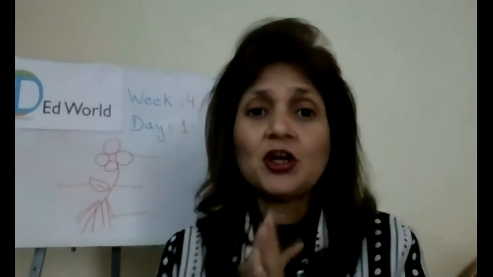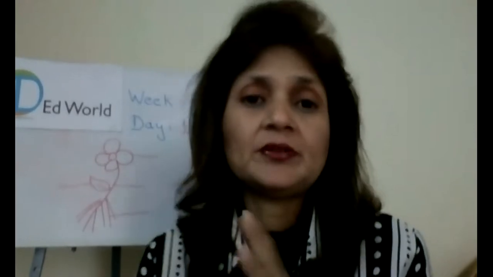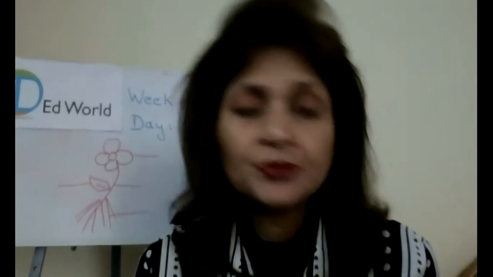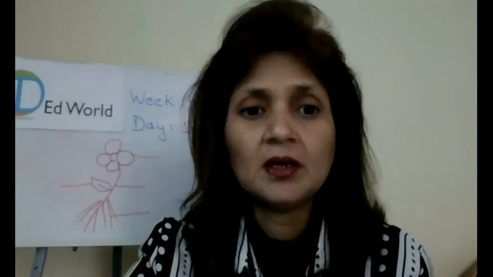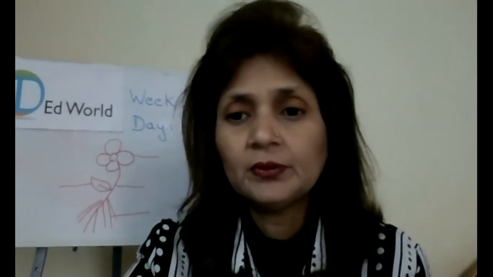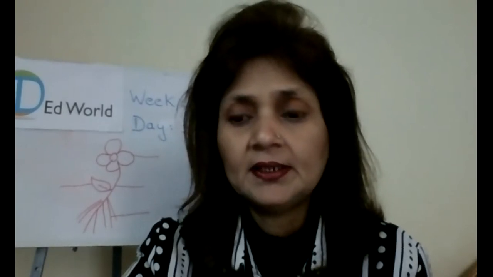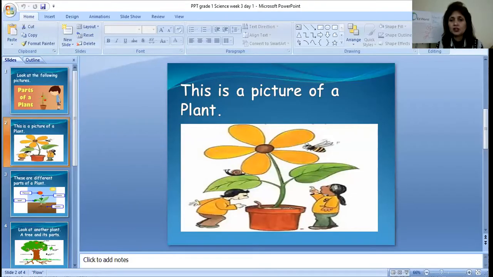Now, tell me, children, what was the topic that you have done before? You were doing plants, right? Now, I'll show you a picture and you will tell me what that picture is about. Quickly. There you go. What's this picture about? This is a picture of a plant. Correct. It's a plant picture.